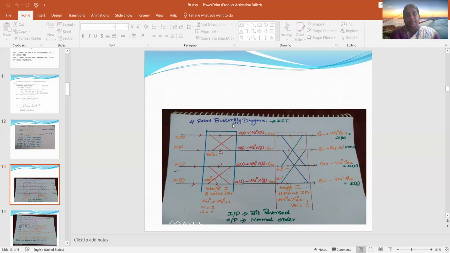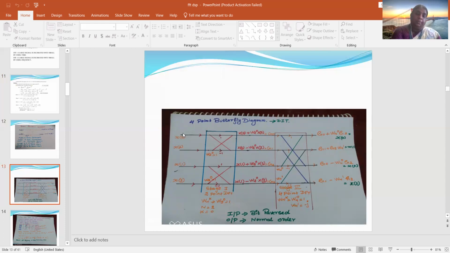How are we drawing the 4-point butterfly diagram? First, this is the 4-point, which means you will have 4 lines to represent it. We have to write the input, and after that we will get the output. The input will be in the bit-reversal order.